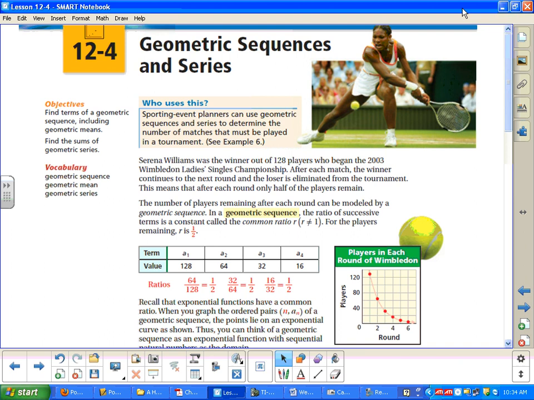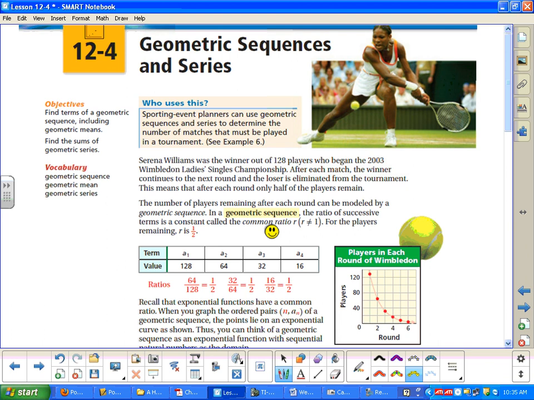Where arithmetic was linear, so we add 3, add 4, subtract 2, whatever, geometric is exponential. With arithmetic we had the common difference. With geometric, we have what's called a common ratio, R.